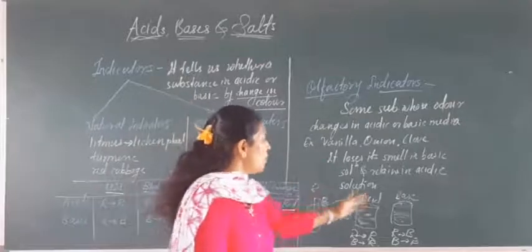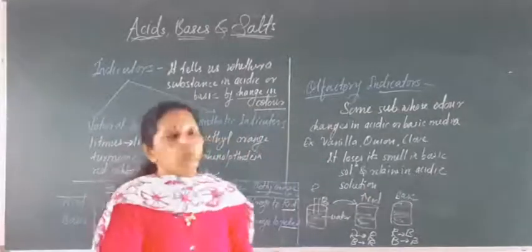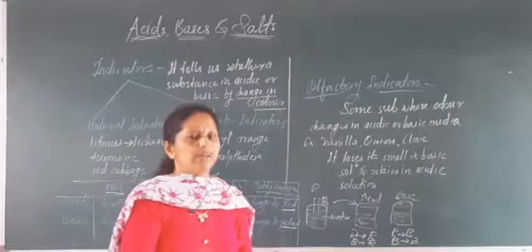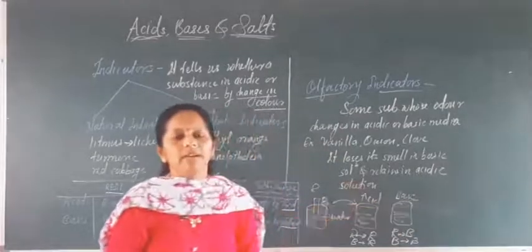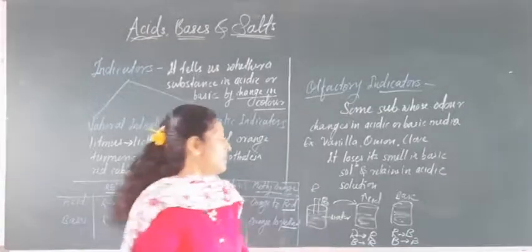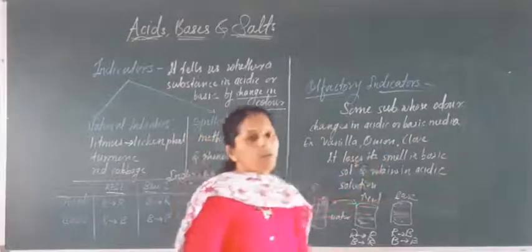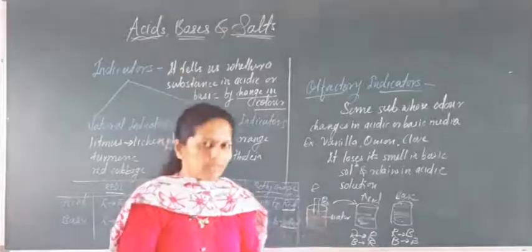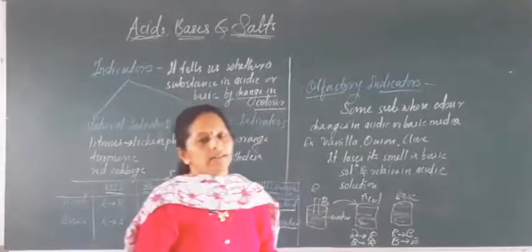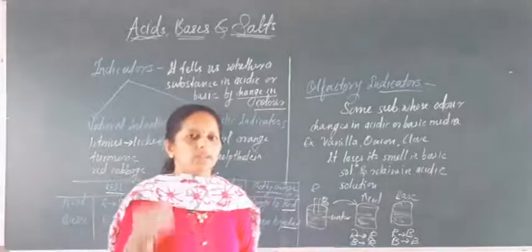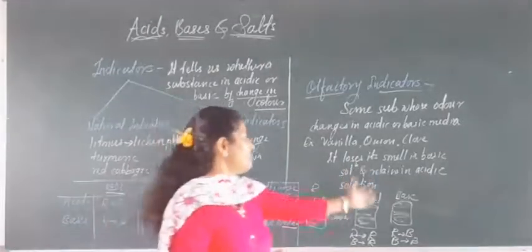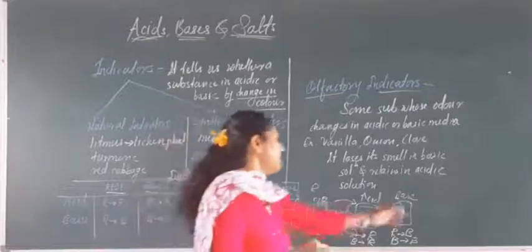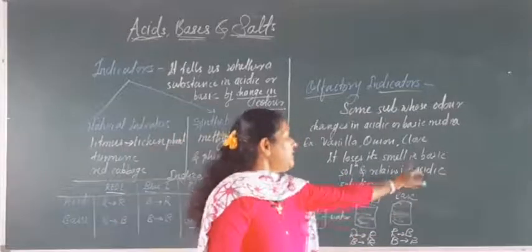Now if you take an acid or a base, in acid there is no change, but it loses its smell in a base. When you put the cloth into the basic solution, the smell or odor of the onion on that cloth vanishes. But it retains its smell in an acid as it is.